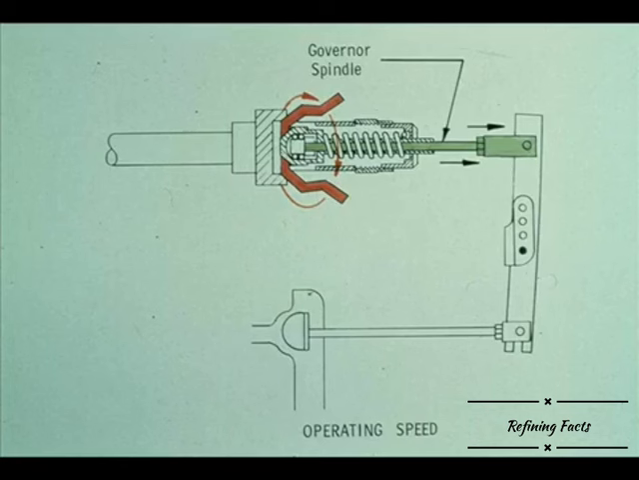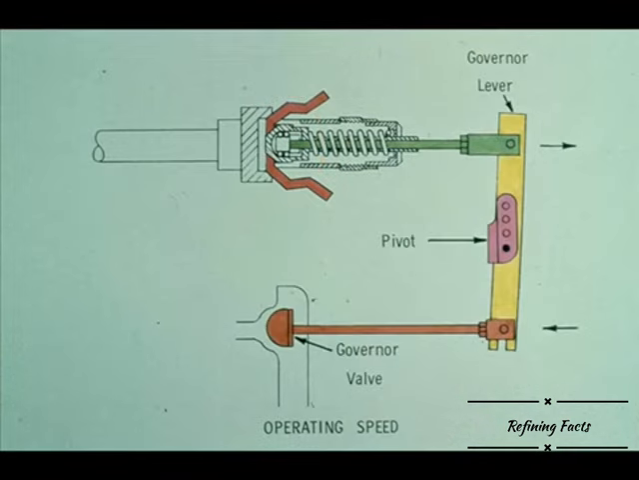The result is that the spindle is pushed out of the constant speed governor, as shown by the arrows. As the spindle pushes out of the governor, it moves the top of the governor lever to the right. Since the lever pivots on a pin in its center, the bottom of the lever moves to the left, pushing the governor valve partially closed, the normal operating position.